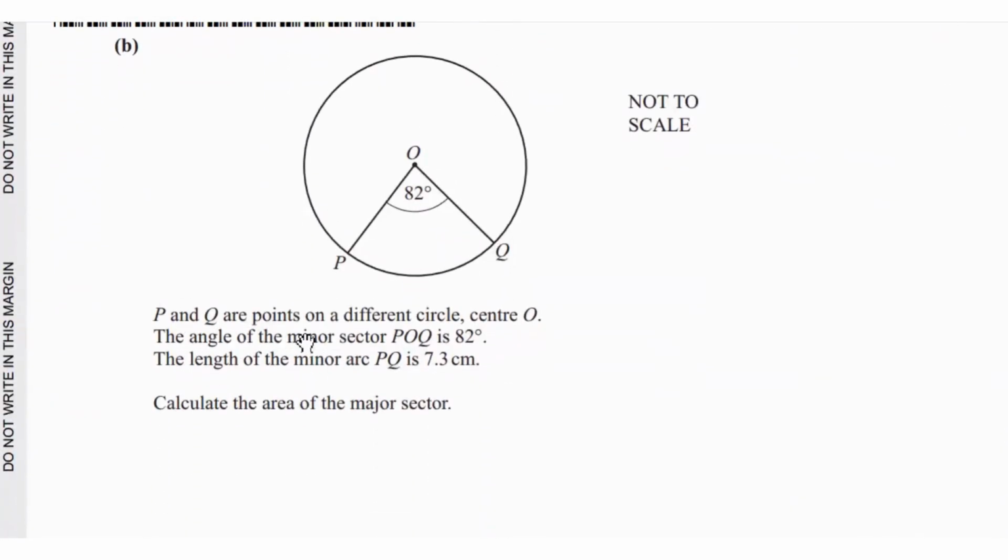Then part B says P and Q are points on a different circle, center O. The angle of the minor sector POQ is 82 degrees. The length of the minor arc PQ is 7.3 centimeters. Calculate the area of the major sector. So we have the angle of the minor sector. We have the length of the minor arc. They want us to find the area of the major sector. To find the area, we need the angle and the radius. The angle for the major sector can easily be found by subtracting 82 from 360.